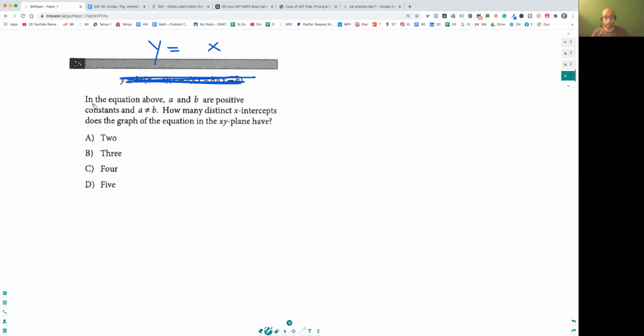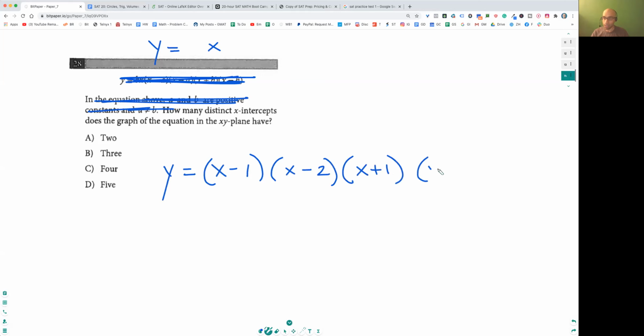y is equal to (x minus 1) times (x minus 2) times (x plus 1) times (x minus 1) times (x minus 0) times (x minus 2). Let's see how many of you get it. All right, tell me how many you got.